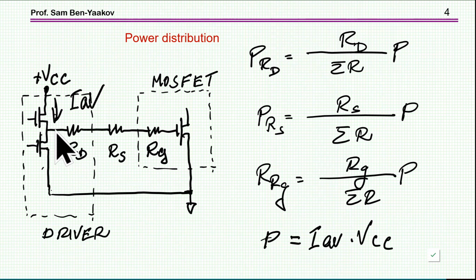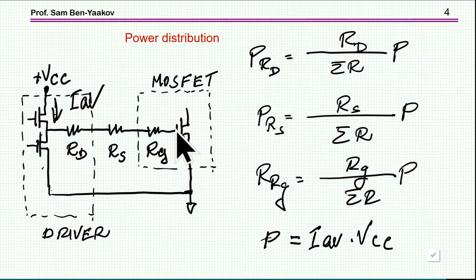And since the current is the same in all of these, then the power dissipated by each one of these resistors is proportional to the resistance. So if I know the total power, this is the total power, then the power dissipated by this resistor is RD over the total, or the sum of all the resistors. Power dissipated here is again RS over the total, and the same thing goes for the power dissipated within the transistor itself.